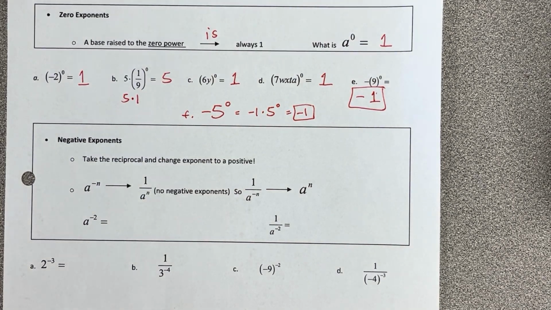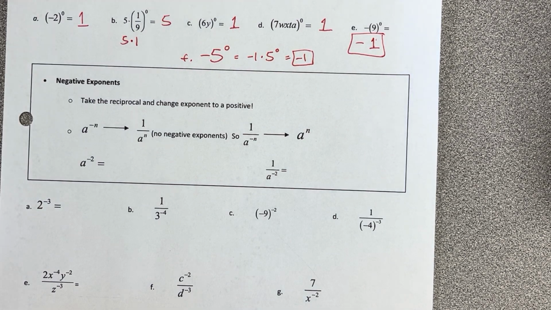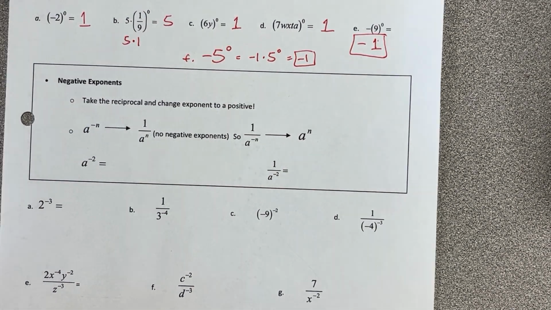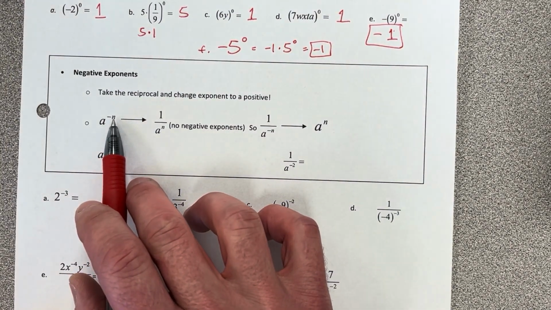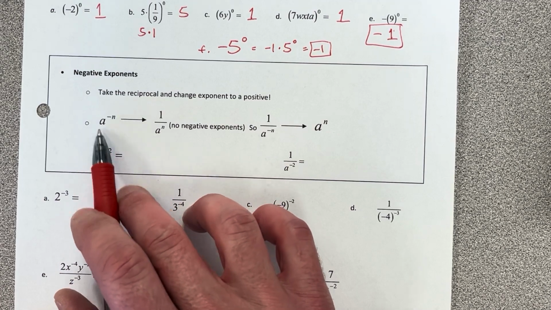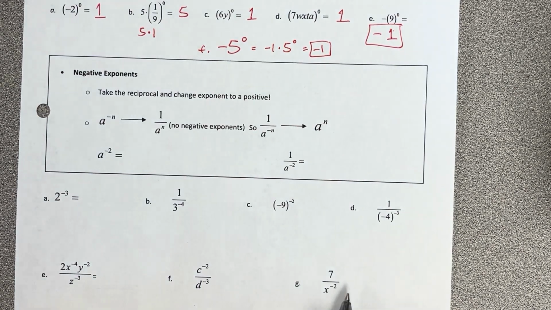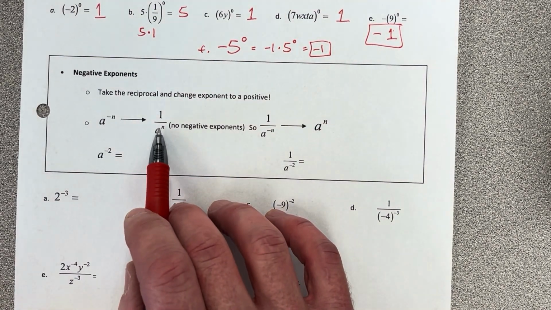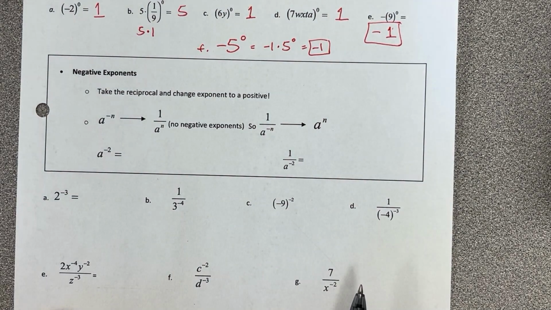Okay, so the other thing that we're going to look at today, which is pretty wild, is negative exponents. Negative exponents take the reciprocal and change the exponent to a positive. What the heck? Okay, so here's an example of it. You have a to the -n. The reciprocal of a to the n is 1 over a to the n. And then you get rid of the negative, because if you leave the negative, then you'd have to keep moving it around. You're done once you move it.